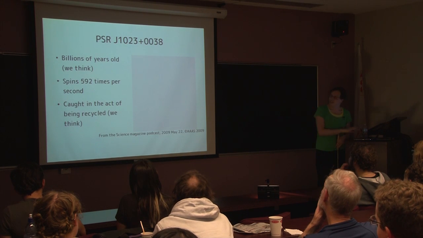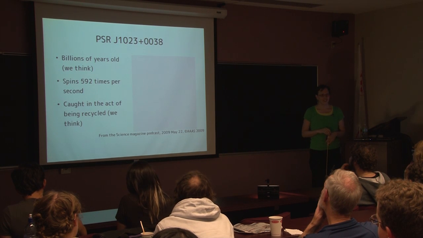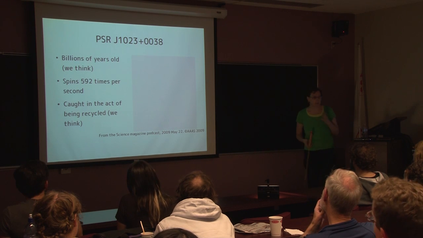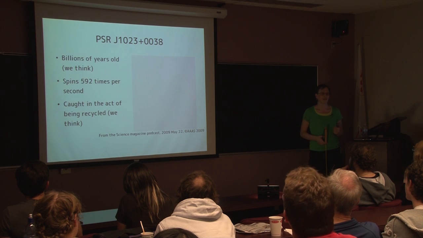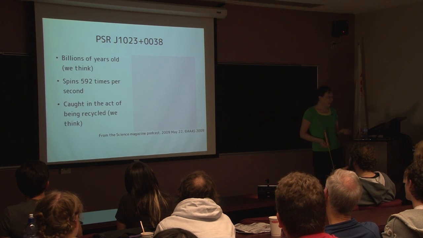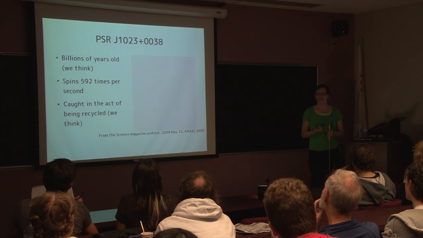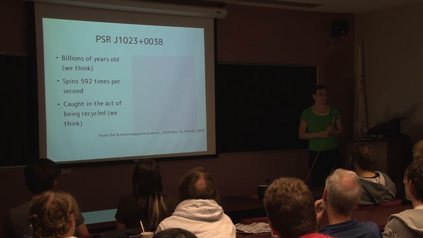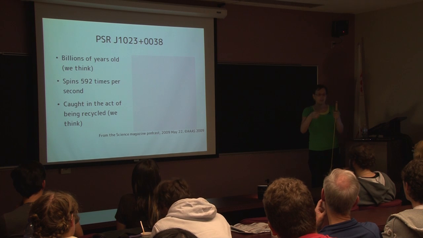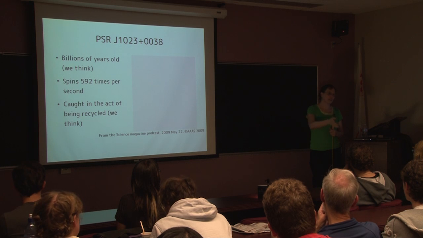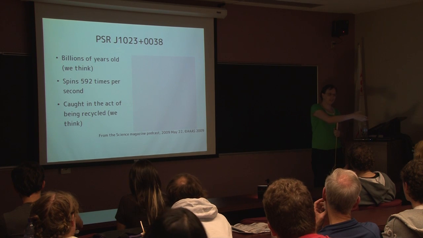Now, this pulsar, this happens to be one that I study, is billions of years old. I say we think because it's a bit complicated, but it's billions of years old. It's much older than any of the others, and it's much, much faster. So if they start fast and slow down, how do you get one that's really old and really fast? Well, we think what happens is that you get a pulsar, it's born, it's fast, it slows down, slows down, slows down, we stop being able to see it, it just keeps slowing down gradually.